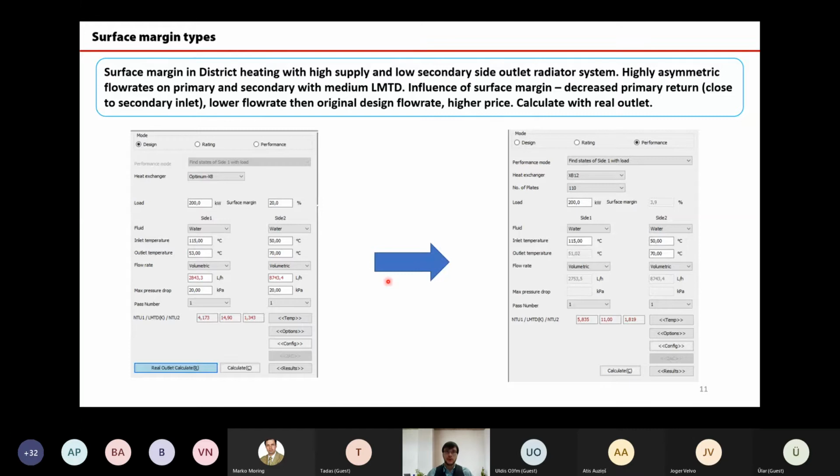But I will remind you, in the first case which we had, my temperature difference between primary outlet and secondary side inlet was 35 degrees. And this delta T of 35 degrees, if I overcool the primary side, creates a big impact on the flow rate. This you have already seen. Now I will say in general, these two types of surface margins only lead to control problems in your system, if you don't consider them.